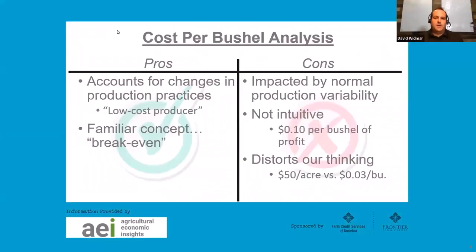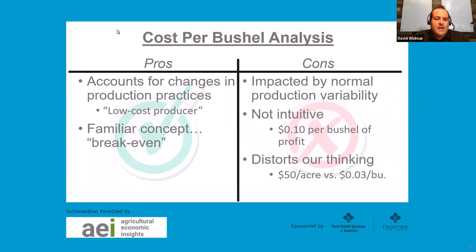So think about the cost per bushel analysis, or cost per head, or cost per pound. There are some pros and some cons. On the pro side is what we just talked about. It accounts for that trade-off between changes in productivity and the changes in costs. And when we say you want to be the low-cost producer, you really want to be the low-cost producer on that output basis. We really want to get that down.